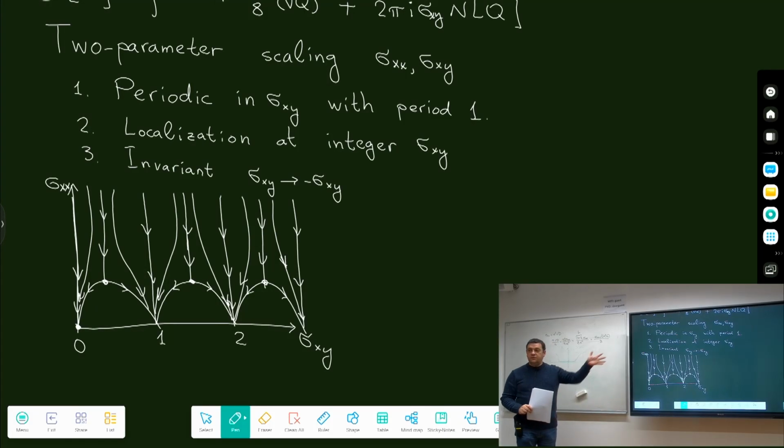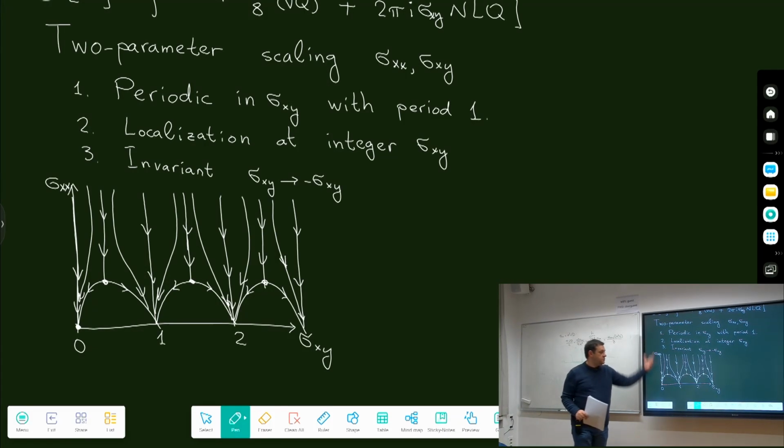So it's periodic, as was suggested. Each interval from 0 to 1 and from 1 to 2 is exactly the same, and from 2 to 3. And it has a mirror symmetry. If you flip the sign of sigma xy, nothing changes. I mean, around 0 it is symmetric, and also around any other integer point it is symmetric. But what exactly happens inside does not follow from this general principle. It already requires some calculation.